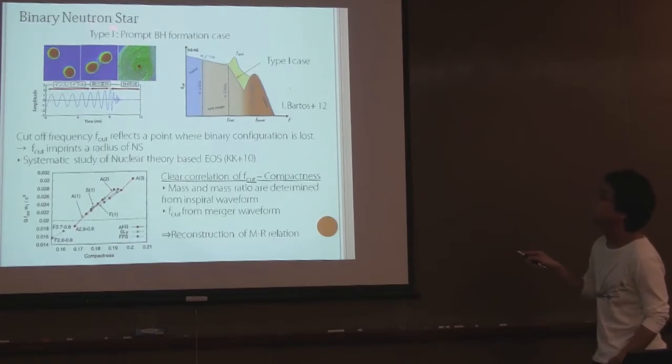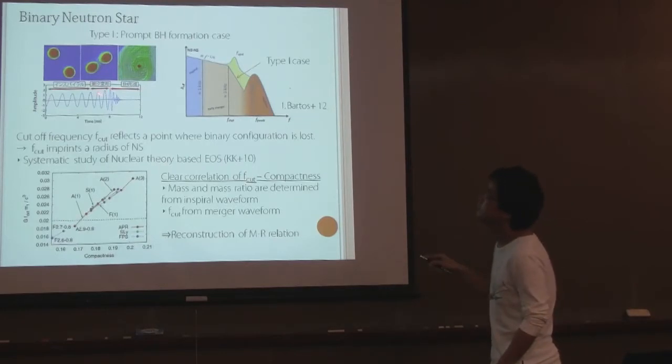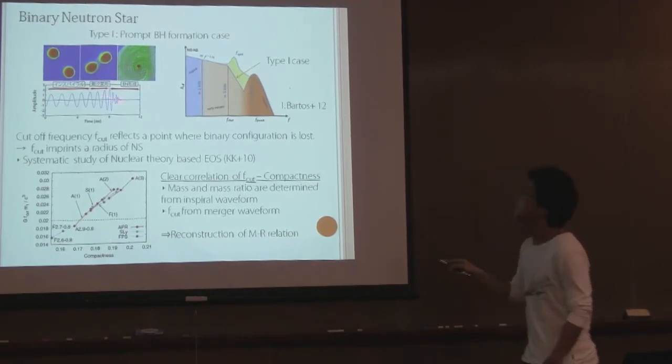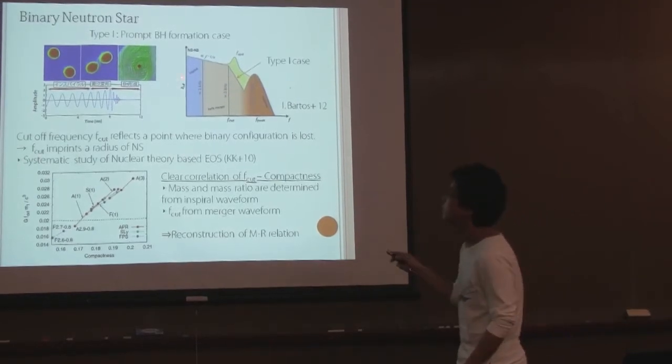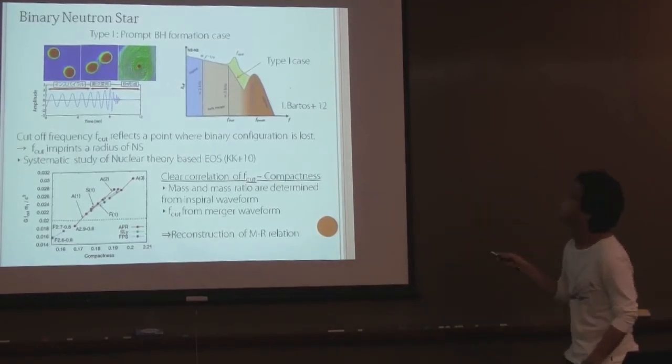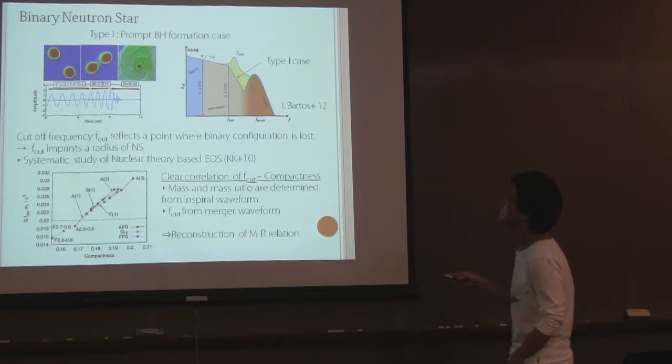Let me consider type 1, which is the prompt black hole formation case, as a first example. This plot is again the binary neutron star evolution of the type 1 case, and the right-hand side figure is a schematic picture of the gravitational wave spectrum. Because the frequency increases as the orbital separation shrinks, this direction is the evolution direction.